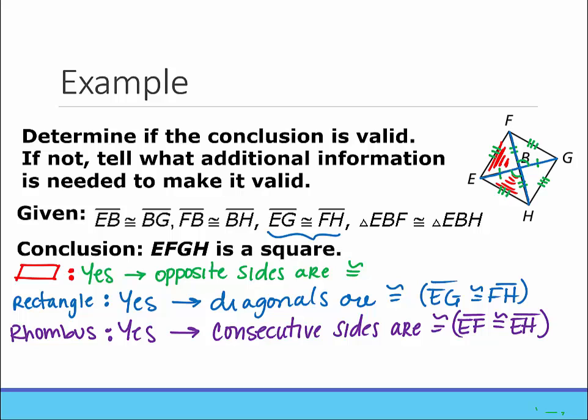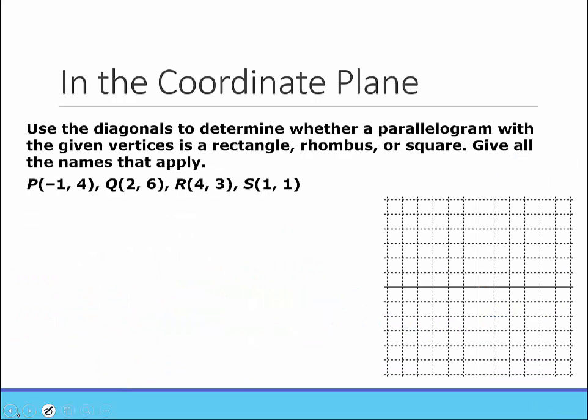And that's because those two triangles are congruent. So because it meets all of these qualifications, then yes, it is valid, it is a square. It's kind of a lot of work to determine if something's a square. So we're going to do something in the coordinate plane now.